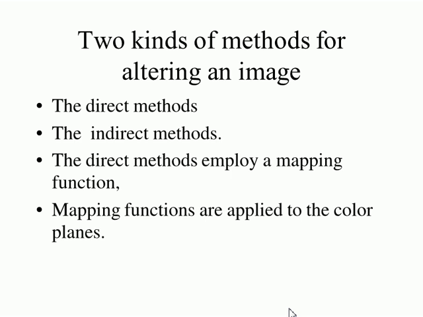So we talked a little bit about the direct methods. The direct methods use a mapping function, like a lookup table. And we can apply those mapping functions to the color plane, which is kind of what the lookup table does, right? And we could see the different colors coming out, and that's fine.